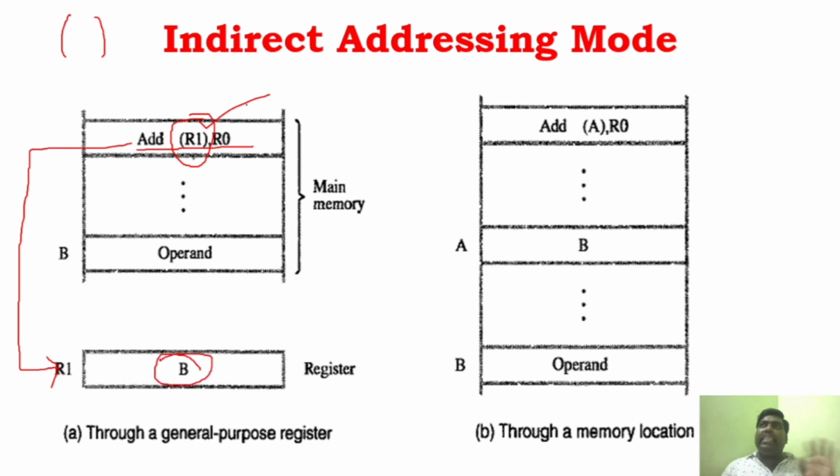Once it comes to R1, it will see the location B. Once again, this is not the operand. What it gives is the information, the effective address. It gives B as the information. So now once again, it will go to B, go to the memory, and now it will find the operand.